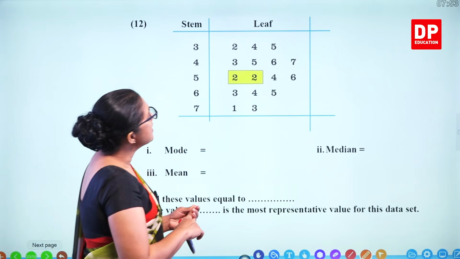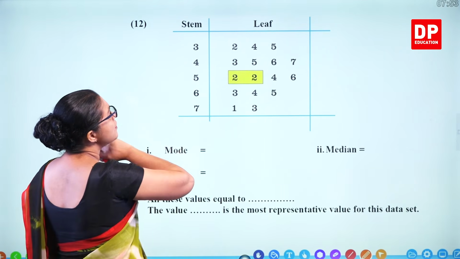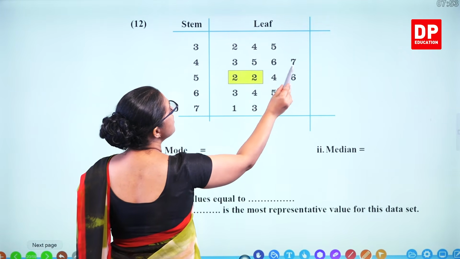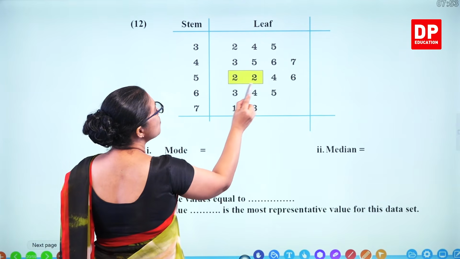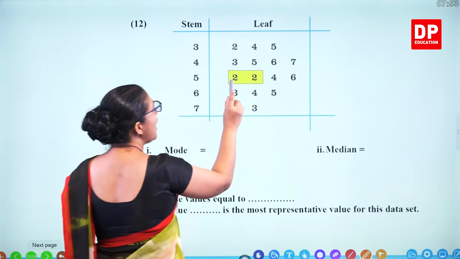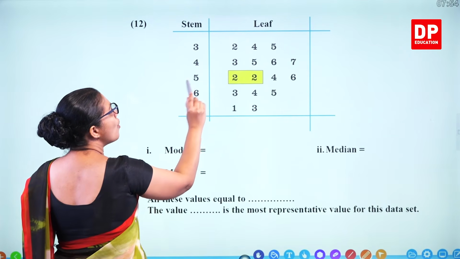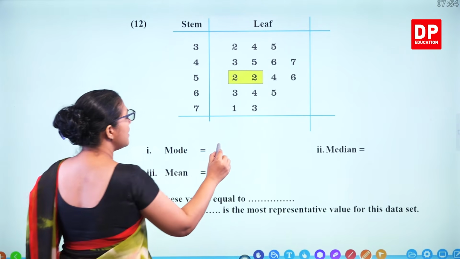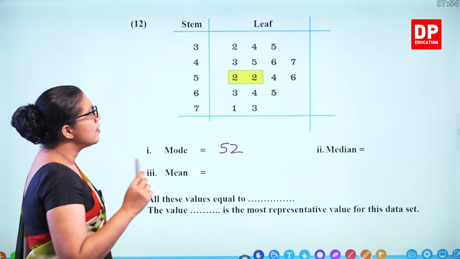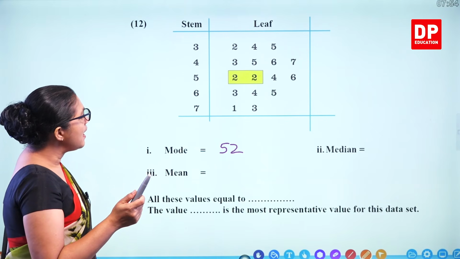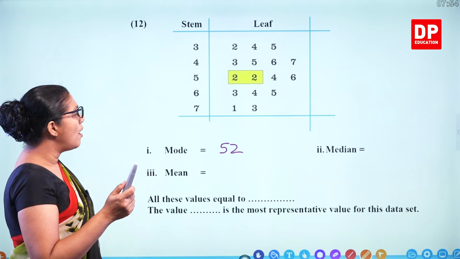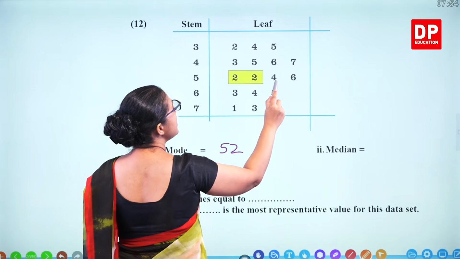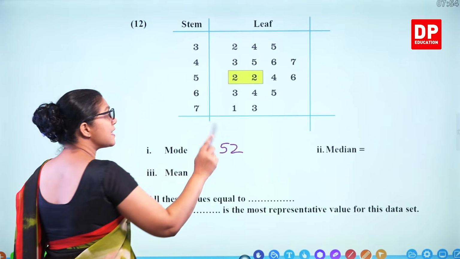Now when you look at the data set in this stem and leaf diagram, we can see how many times these digits have been written. So only once here. This one twice, 2, 2. So that means 52. Don't just take 2. 52 is the number. So 52 is the mode value. It's twice there. Then median, how do you find out the median? How many data points are there? 1, 2, 3, 4, 5, 6, 7, 8, 9, 10, 11, 12, 13, 14, 15, 16.